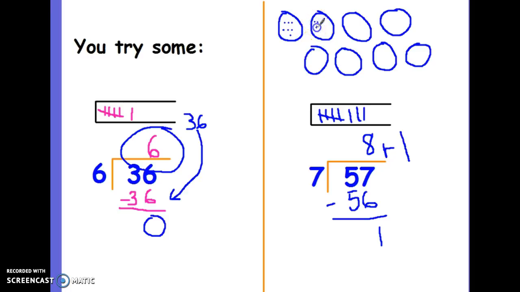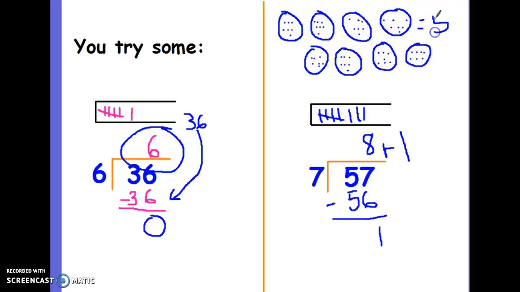Each group is counted 1, 2, 3, 4, 5, 6, 7, eight times in all. 7, 14, 21, 28, 35, 42, 49, 56.